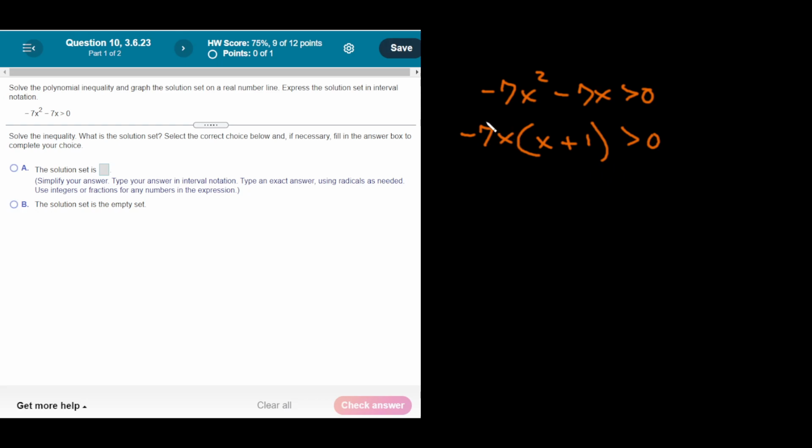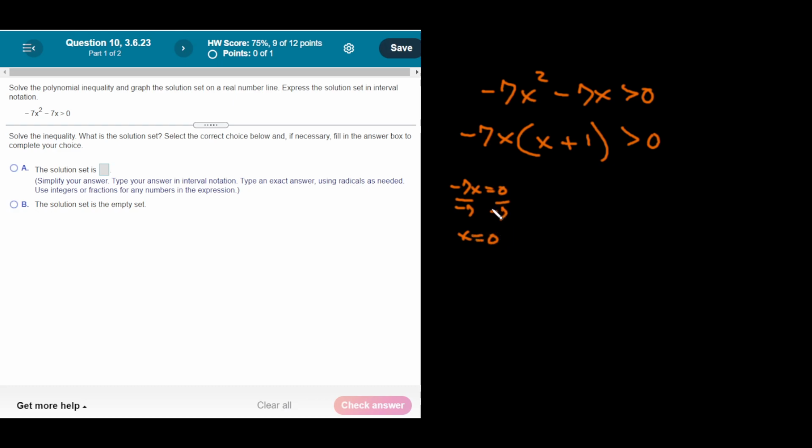Key players. This -7x here, there's no plus or minuses coming after, so you can think of it as -7x equals 0. Divide both sides by -7. You get x equals 0 for one of your key players.